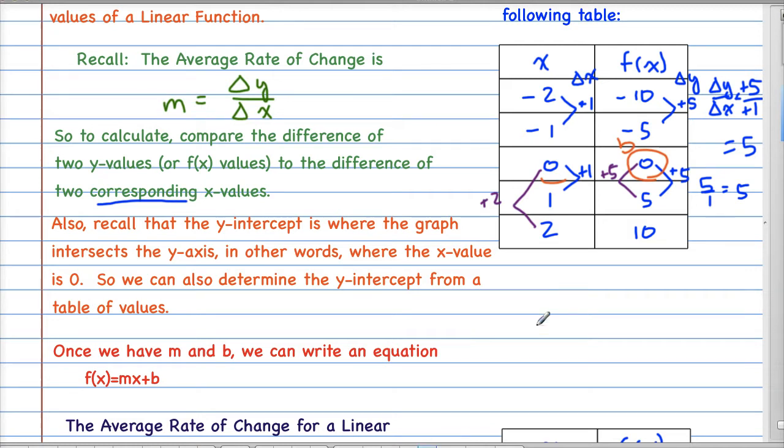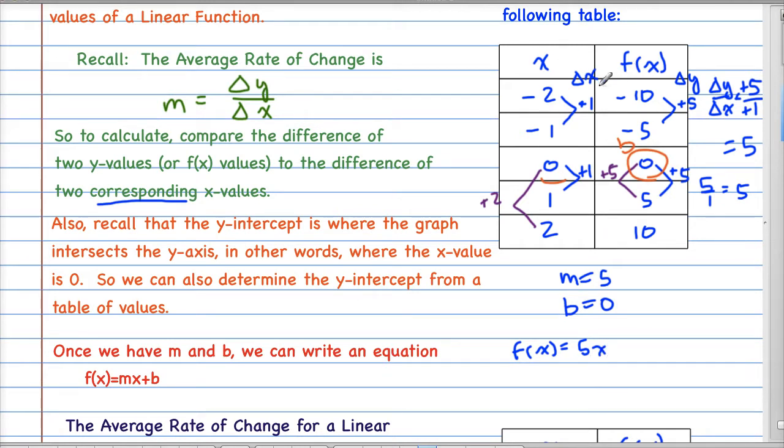but I could tell from this that m equals 5 and b equals 0, just because I've determined my rate of change between 2 points, and then I've also identified the y-intercept because I've identified where x equals 0, right? So once we have m and b, we can write an equation for f of x. So in this case, I know that f of x equals 5x plus 0, right? I could write the plus 0. I don't have to. 5x plus 0 is just 5x.